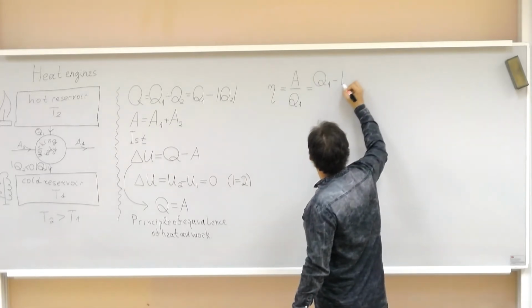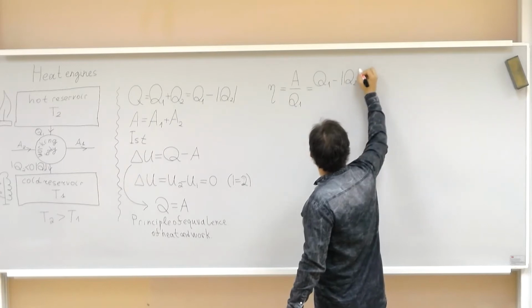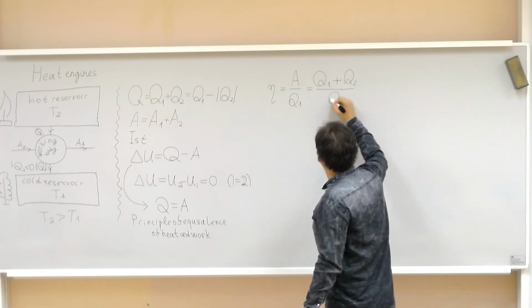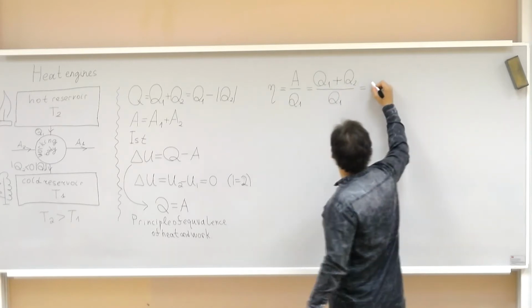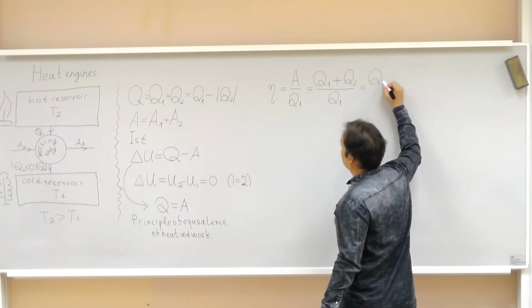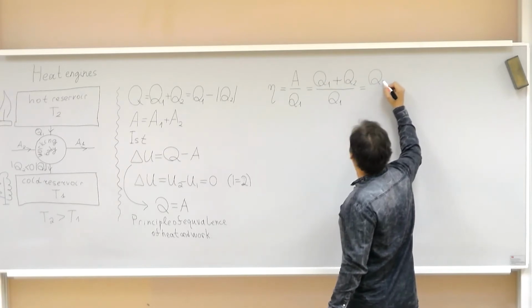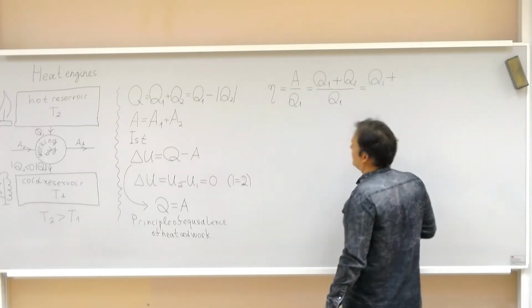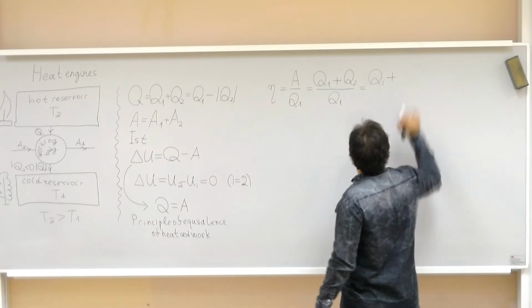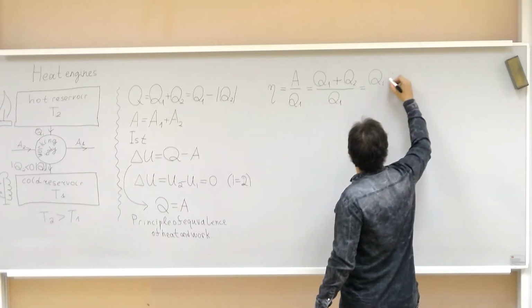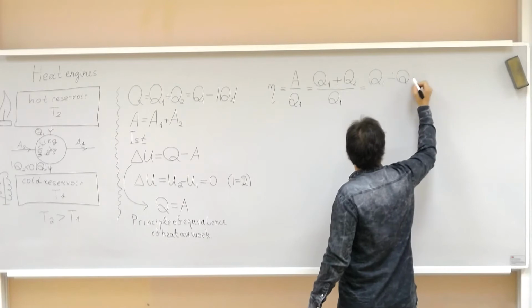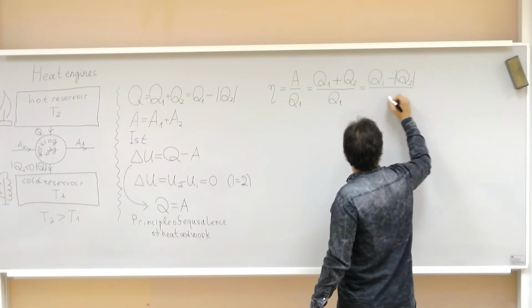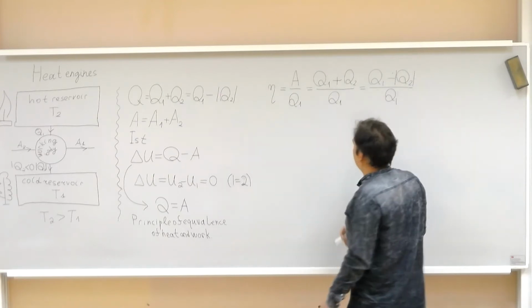Q1 minus the absolute value of Q2, divided by Q1. Let me write several equivalent forms here. Another equivalent form is: 1 minus the absolute value of Q2 divided by Q sub 1.